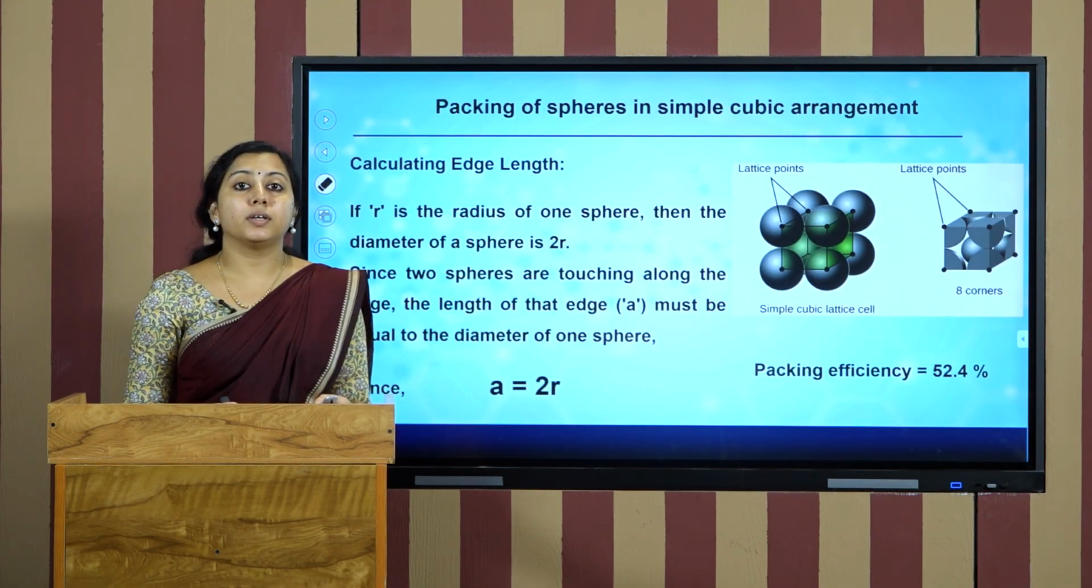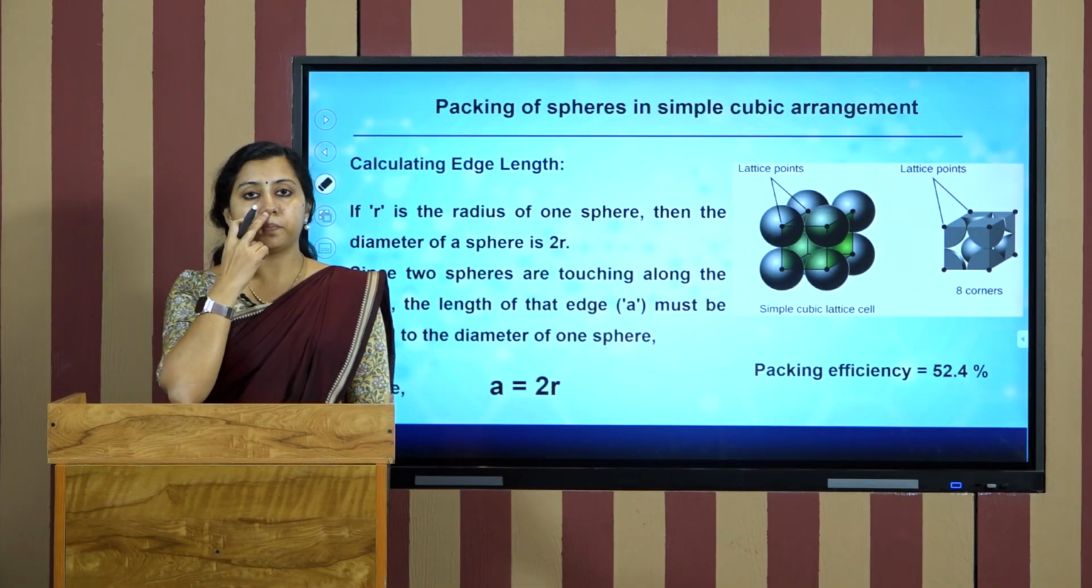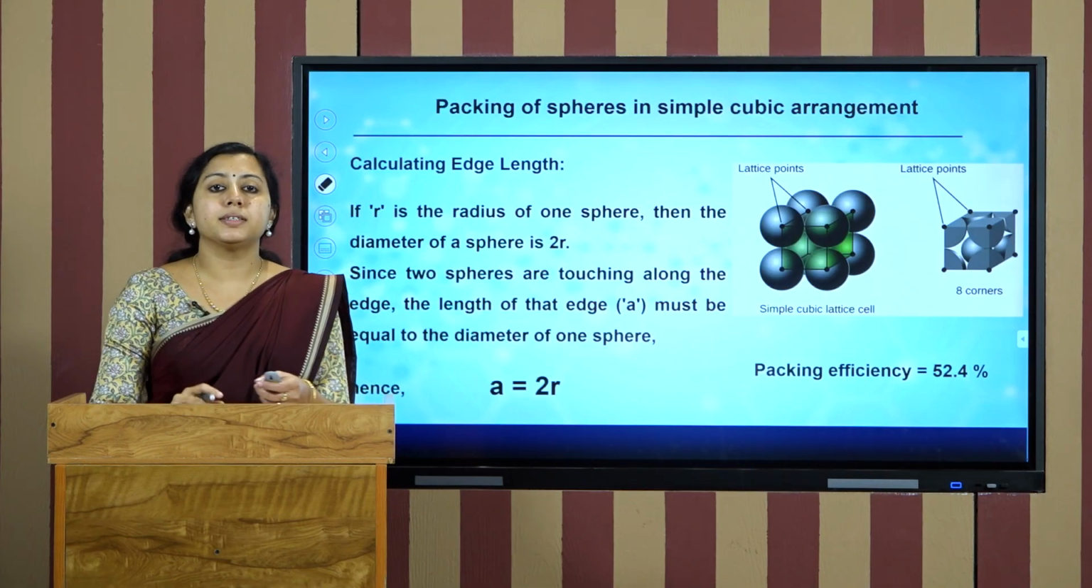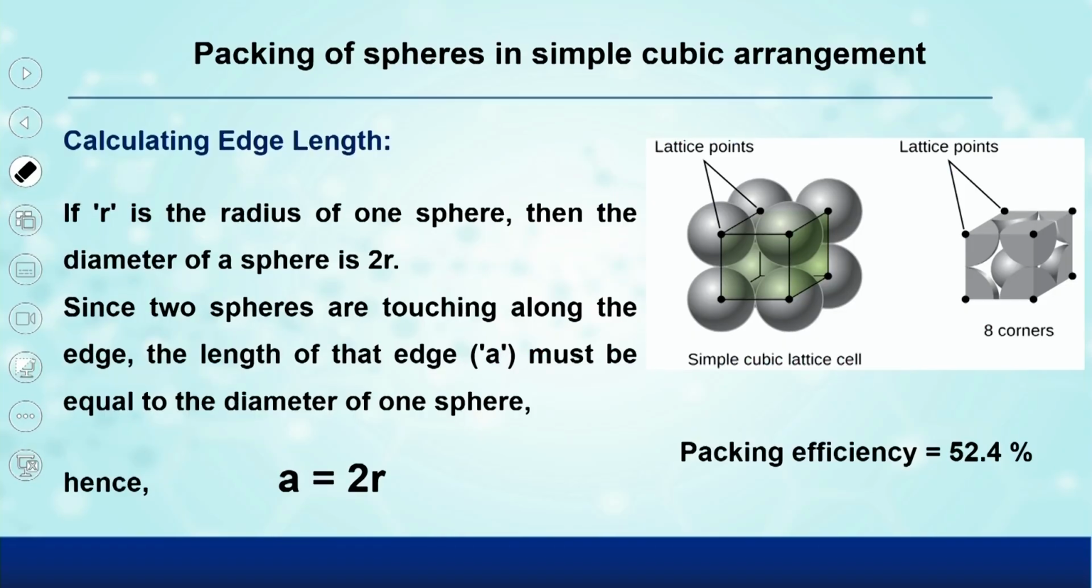Now, let us calculate the edge length. If r is the radius of one sphere, then the diameter of a sphere will be 2r. If we consider a sphere, this will be the radius r. So, what will be the diameter? Diameter will be equal to 2r.